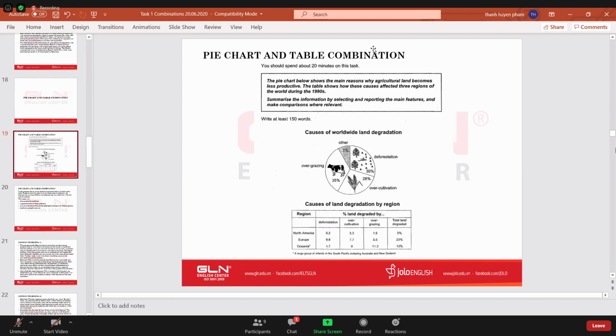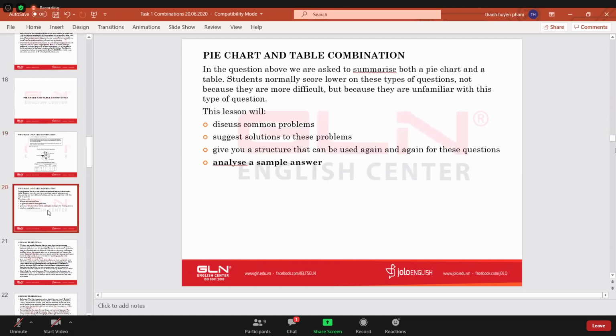So a good answer here would find it not too difficult to describe the pie chart, and the more difficult task is to select the best information from the table. So in the question above, we are asked to summarize both a pie chart and a table. Students normally score lower on these types of questions, not because they are more difficult, but because they are unfamiliar with this type of question.